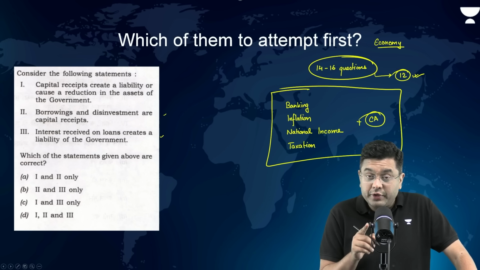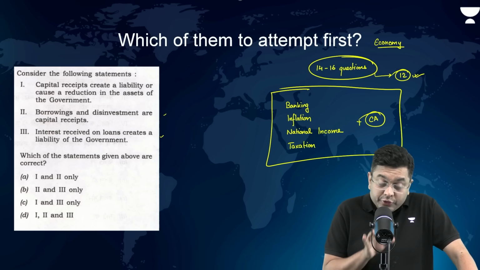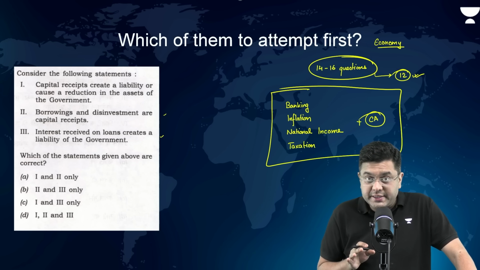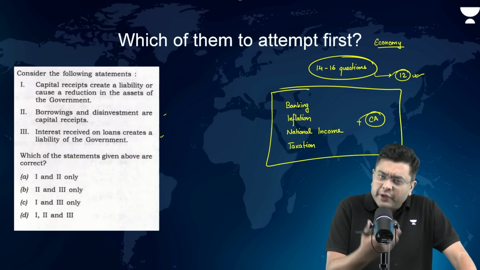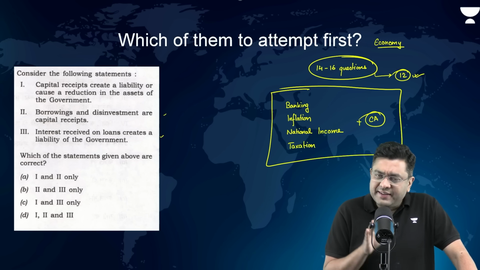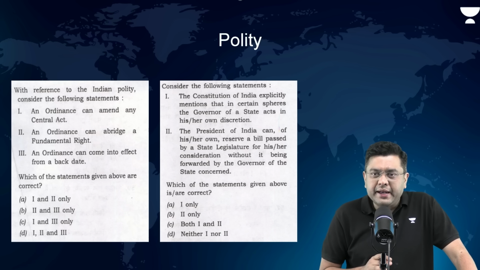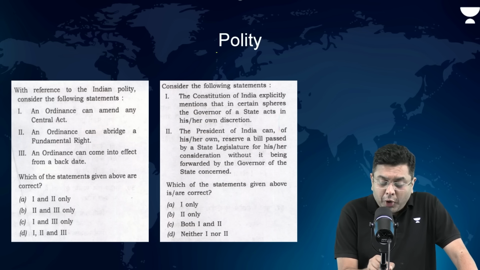Multiple revisions, not that I have just read it once and my job is done. So these questions should be attempted first. And you should know this because you would have taken so many test papers, you would have gone through this subject so many times. Then, one of the high yielding areas and one of the high return areas, polity.